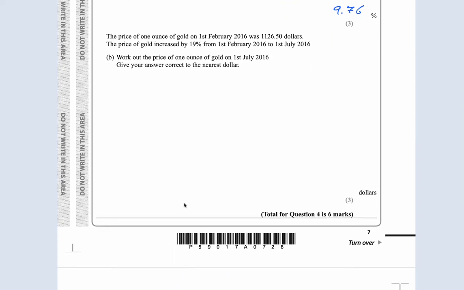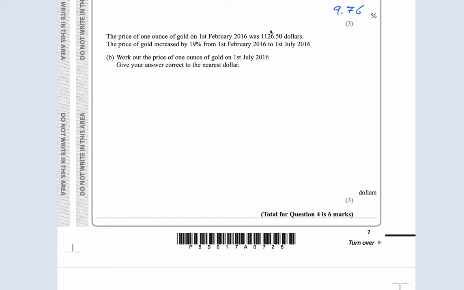Okay, the price of 1 ounce of gold on the 1st of February was this. The price of gold increased by 19% from the 1st of February to the 1st of July. Work out the price of 1 ounce of gold on the 1st of July. Give your answer to the nearest dollar.